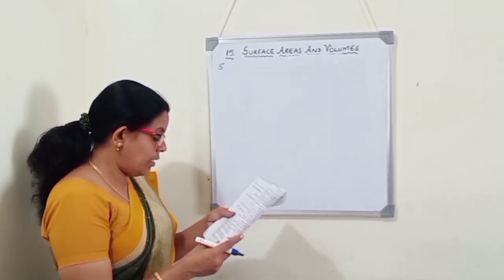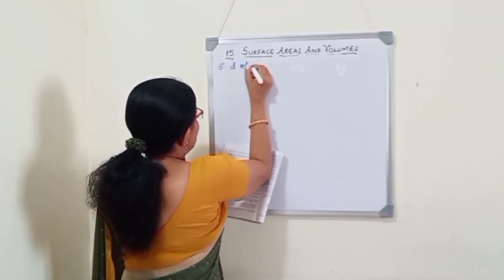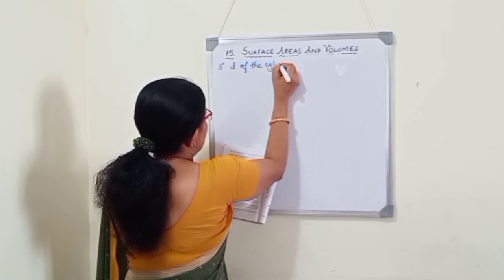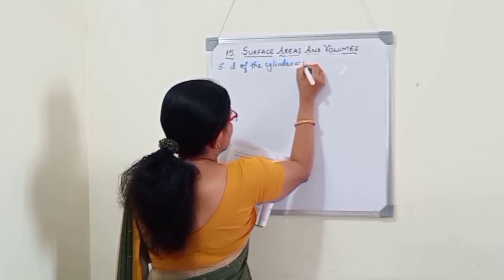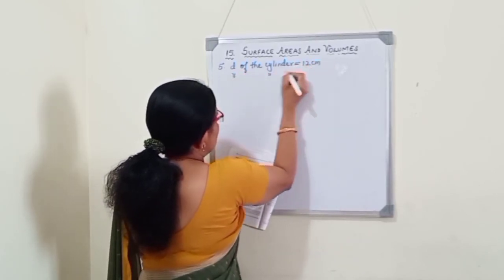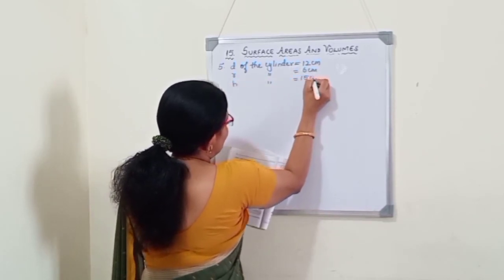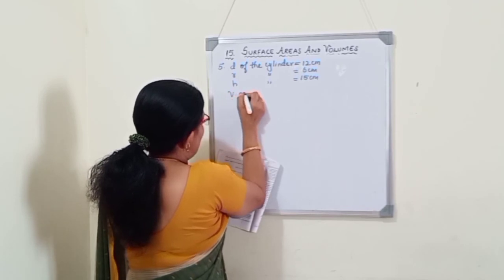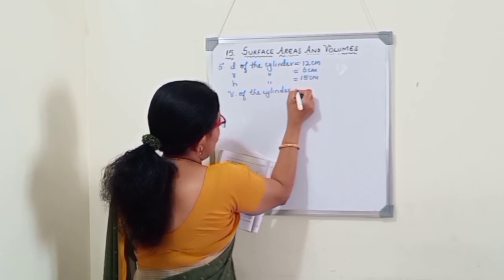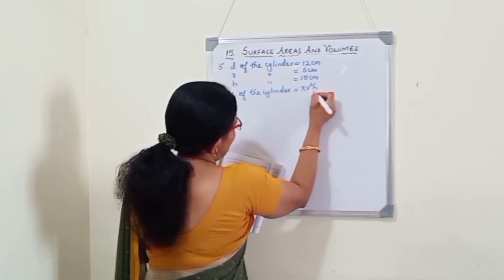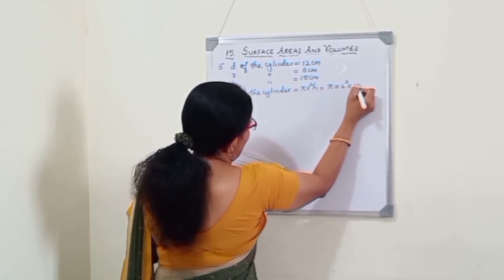So here first we will write the values of the cylinder. Diameter of the cylinder is 12 cm. Radius of the cylinder 6 cm. Height of the cylinder 15 cm. So here we will write volume of the cylinder, or volume of the ice cream in the cylinder, is equal to, volume of the cylinder is pi r square h. Just we will substitute the values: pi into 6 square into 15.